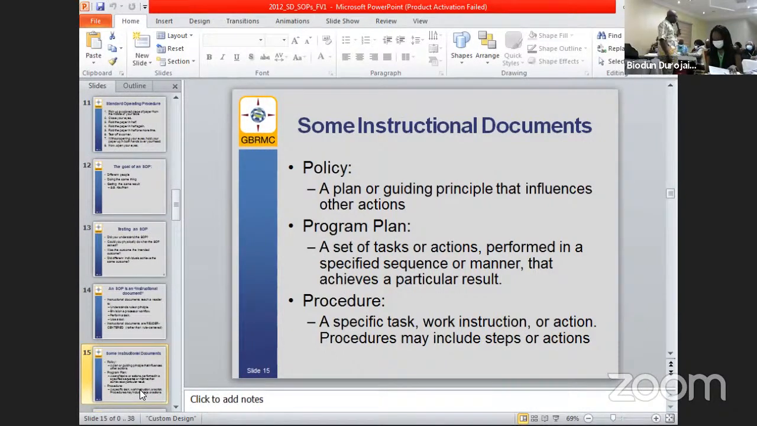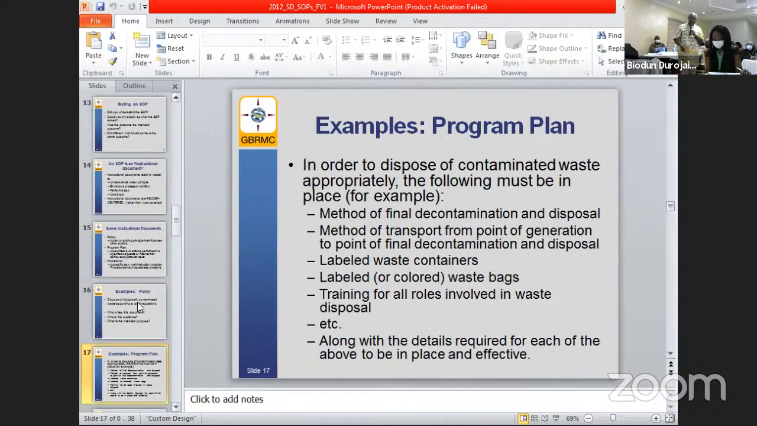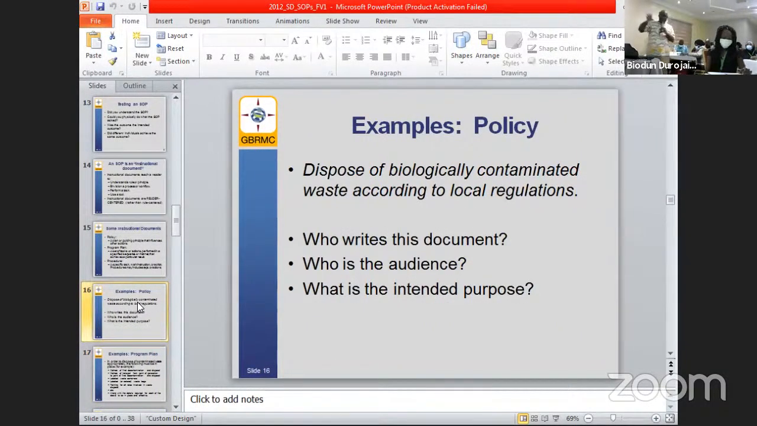An example of policy: dispose of biologically contaminated waste according to local regulations. So that's a policy. We can say in our facility here, it is our policy that we must dispose of all biologically contaminated waste according to local regulation. My question now will be, who writes this document? Just answer in the plenary. So who writes this document?